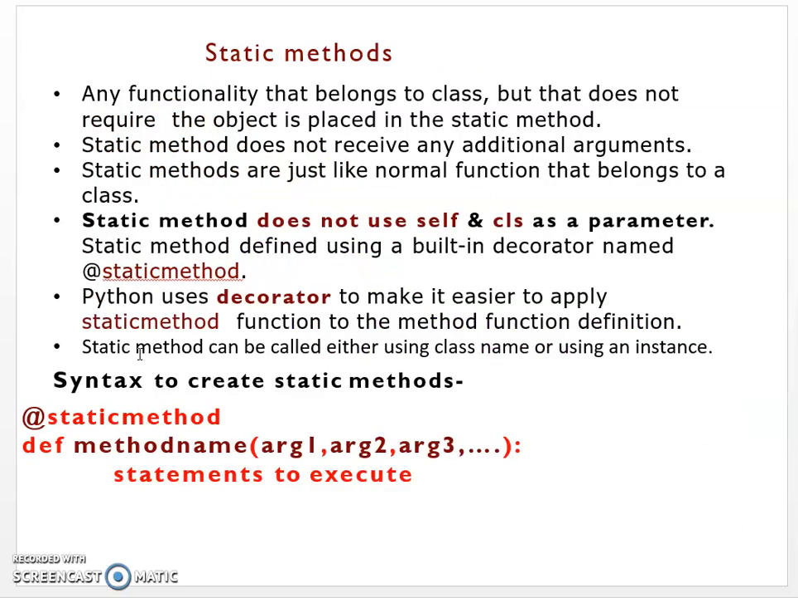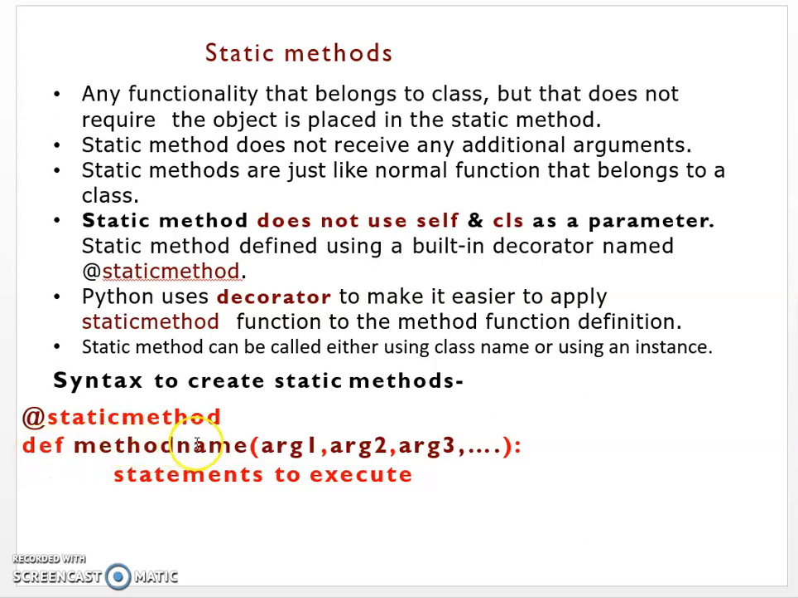Next is the static method. The method which doesn't contain self or cls as a parameter is nothing but a static method, and we have to write the @staticmethod decorator to define the method. We can call this static method either by using the class name or using an instance variable.